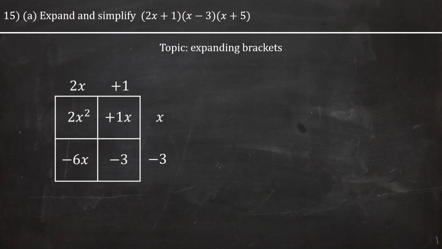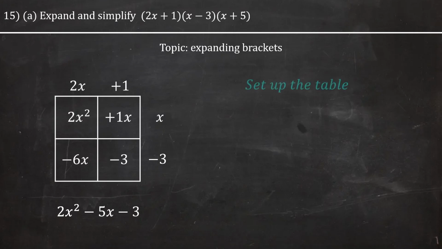Yes, I know you don't need the plus 1 next to the x, but I think it makes it easier when you're collecting like terms. So then we're going to collect like terms. X squared, I only have that term, so it stays the same. The x's, I have minus 6 and plus 1. Minus 6 plus 1 is minus 5, so the result is minus 5x. And then constants, we only have the minus 3, so it stays. So I multiplied the first two brackets. Now I need to multiply the result by the last bracket.